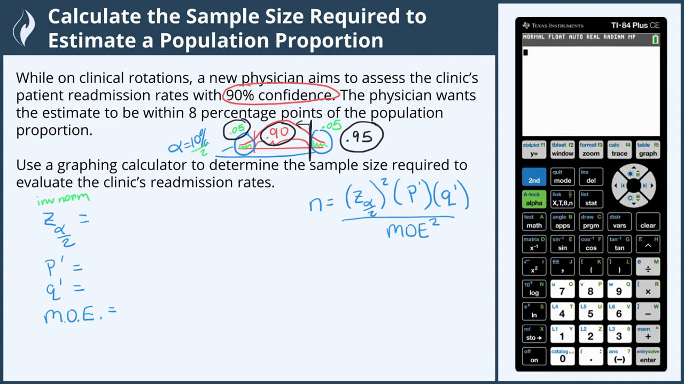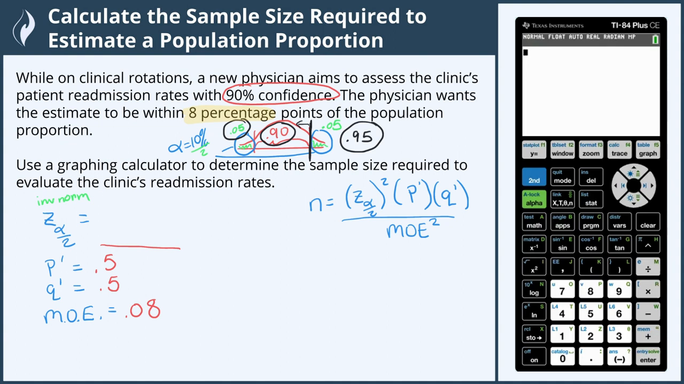P prime is the estimated proportion of successes, and we weren't given that. And so we can't find the estimated proportion of failures either. So what we do is estimate those to give us the largest number when we multiply them together. That is a 50-50 chance. So we're going to make it 50-50 of 0.5 and 0.5. The margin of error was given to us in the problem, stating that the physician wants it to be within 8 percentage points. Changing that to a decimal gives us 0.08. The only thing we need now is the z-value, and then we can plug everything into our calculator.